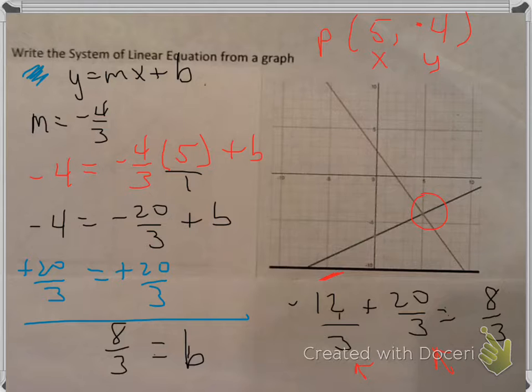If you think about it, 8/3 is really 2 2/3, and here's 1, here's 2, so it does look like that could work. So on my blue line, my equation is going to be, and we're going to go ahead and erase all this.